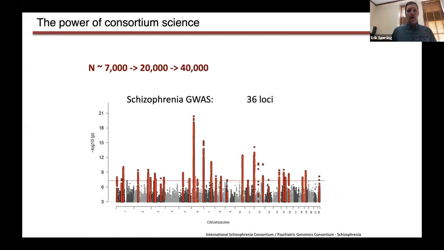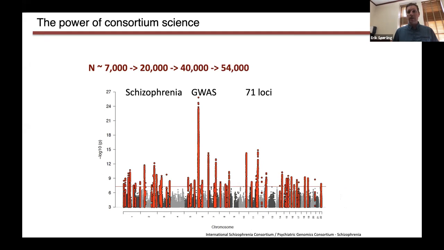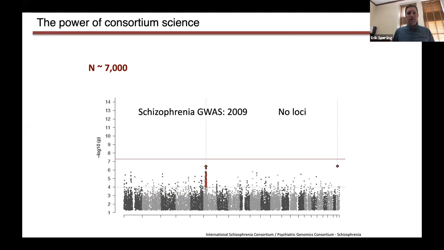They kept building their database, 36 loci, more data, up to 71 loci, and they're up to a bunch more than that now, and they're actually able to start connecting these places in the genome with biology and ultimately with patient care. What I think is important in this discussion, though, is to go back to this figure, where they were in 2009 when they had 7,000 samples.